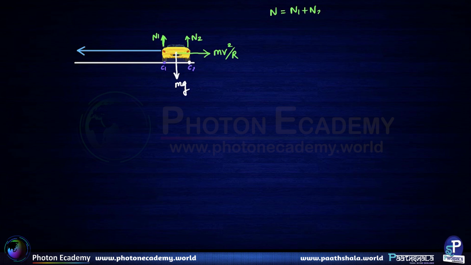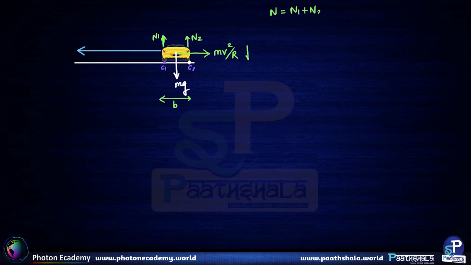Mg is the downward force. Let us say b is the width of the car, and h is the height of the car. Let us also assume that the center of mass is at a height of h by 2, and the center of mass is also at a width of b by 2. So the car is more like a uniform block basically.